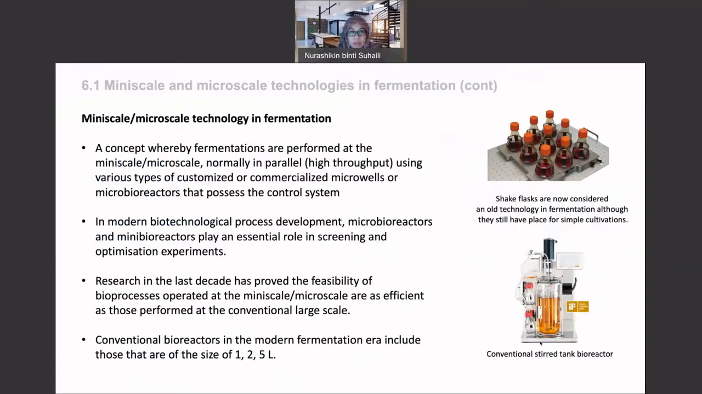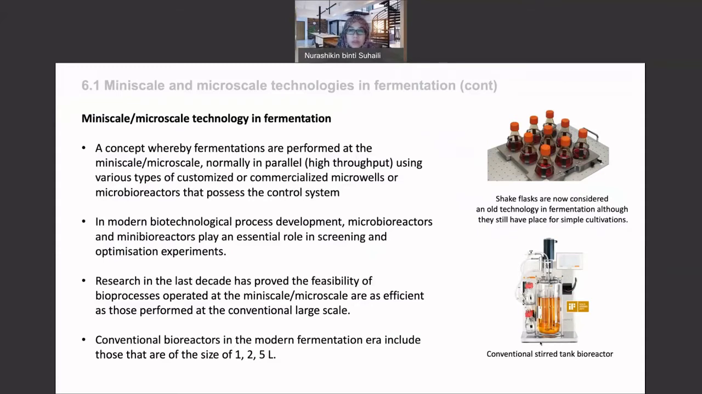So when we relate miniscale and microscale technology with fermentation, perhaps what comes to our mind is that the fermentation processes are to be performed at miniscale or microscale. So you can just imagine that the working volume is really small compared to the conventional scales, like in a normal shake flask or in a normal bioreactor, right? That is actually how miniscale or microscale technology is integrated with fermentation.